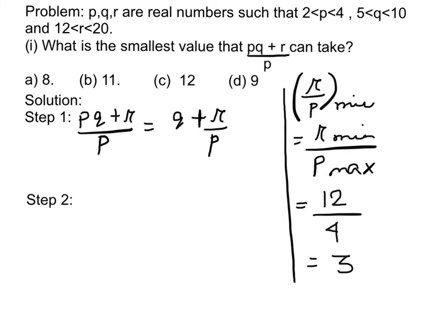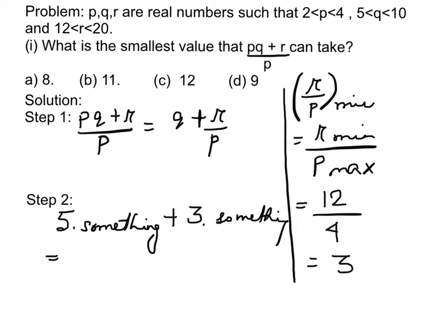Now, we put this value over here. So, next step is Q minimum. Q minimum is 5. So, let's write step 2: 5 point something plus R by P. R by P we found out 3 point something, equal to 8 point something, which is equivalent to 9.